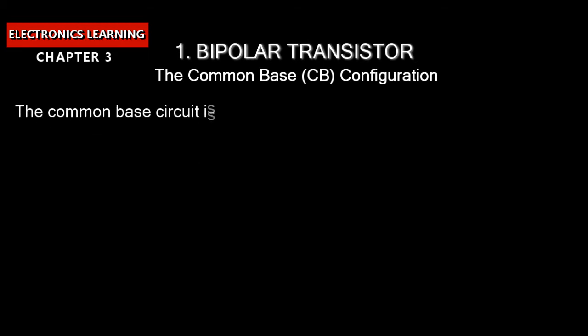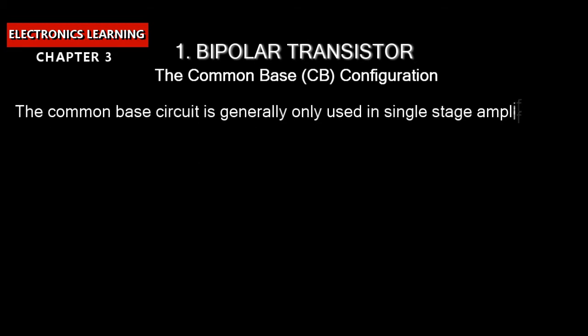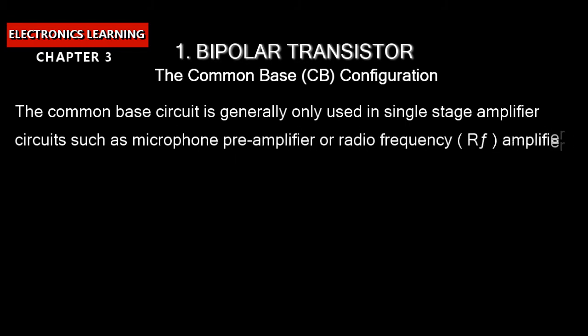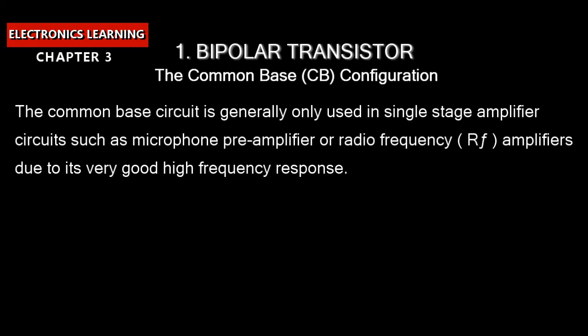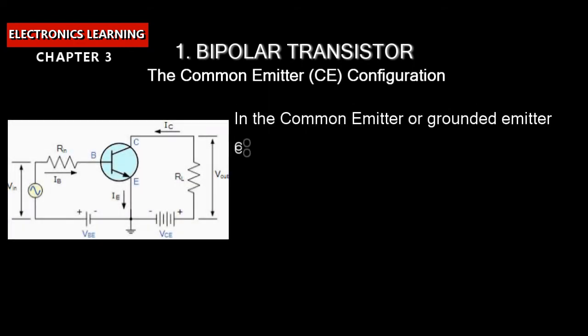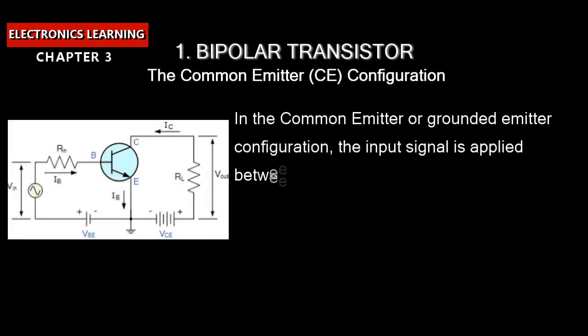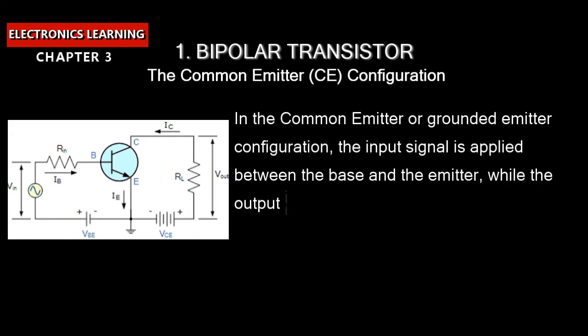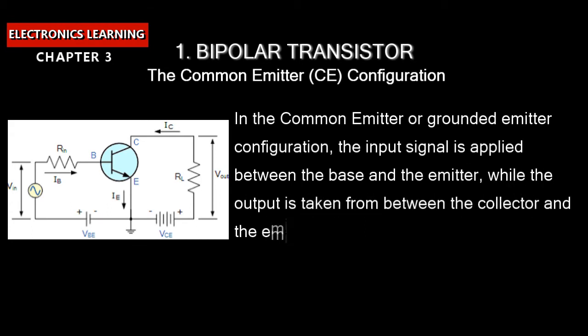The common base circuit is generally only used in single-stage amplifier circuits such as microphone preamplifiers or radio frequency (RF) amplifiers due to its very good high-frequency response. The common emitter configuration. In the common emitter or grounded emitter configuration, the input signal is applied between the base and the emitter, while the output is taken from between the collector and the emitter as shown.